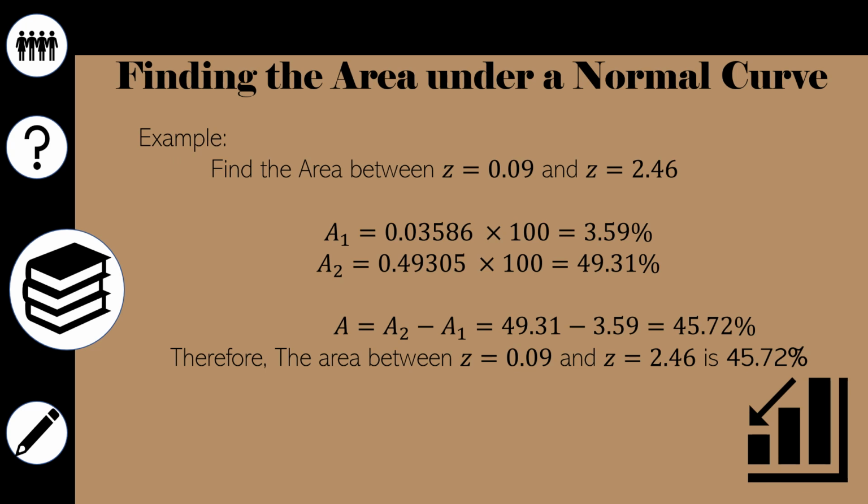Since it's finding the area between them, this means 0.09 and then 2.436, and this is our mean, then that means this was our a sub 1 and this is our a sub 2. That means we do subtraction. A sub 2, which is 49.31%, and a sub 1, which is 3.59%, is equal to 45.72%. Therefore, the area of 0.09 and 2.46 is 45.72.